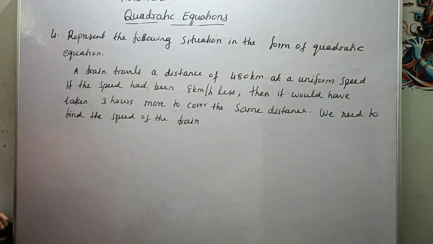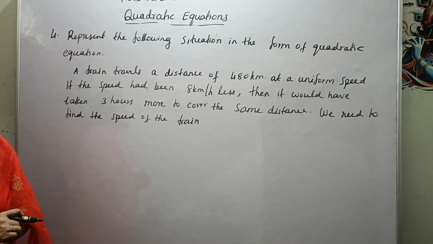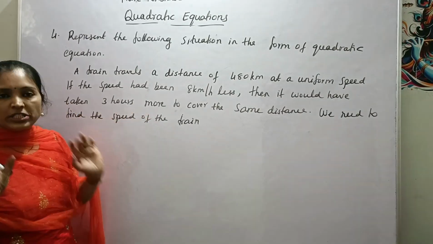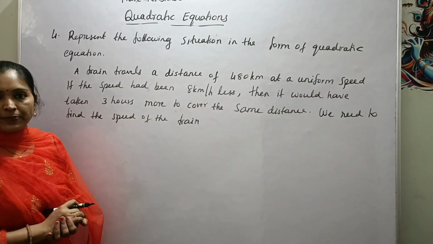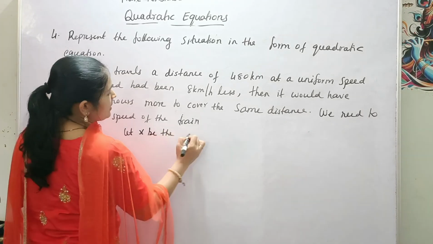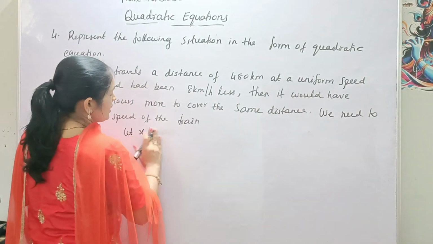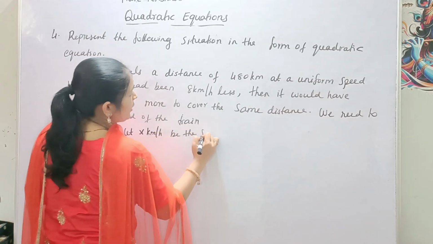Okay. So here, first of all, what is given? A train travels a distance of 480 km at a uniform speed. Here we need to find the speed of the train, right? So here let x be the speed of the train. That is, x kilometer per hour be the speed of the train.